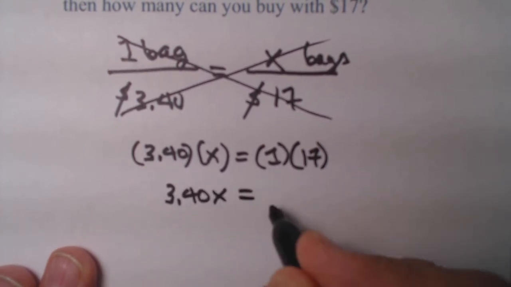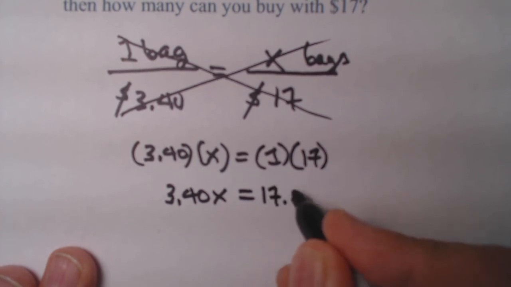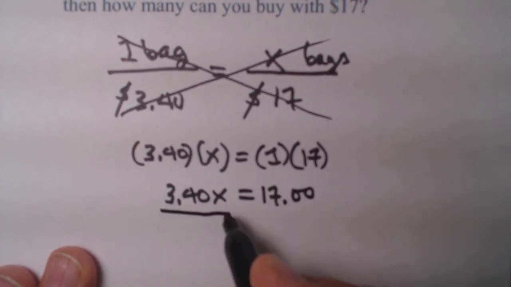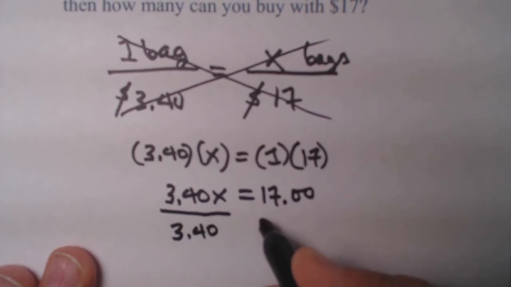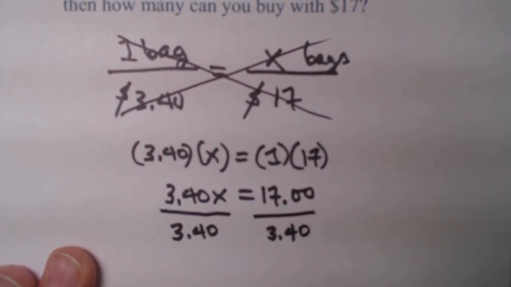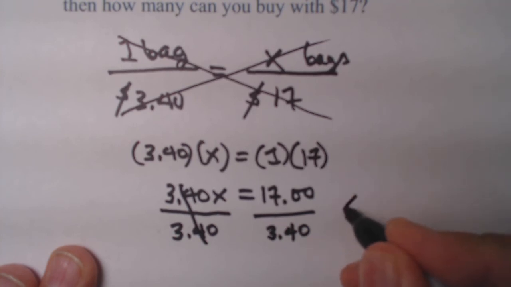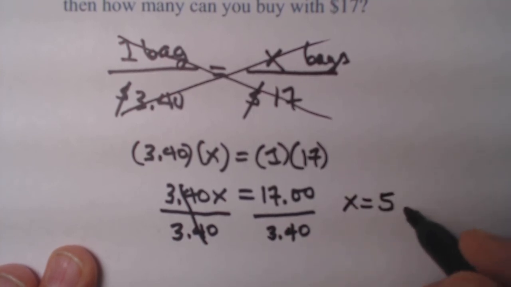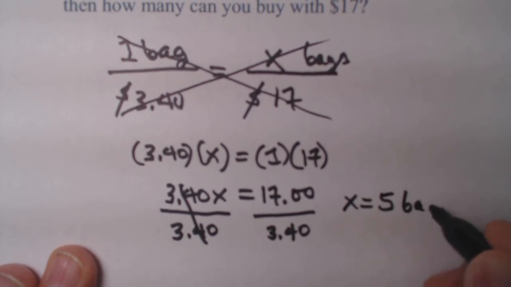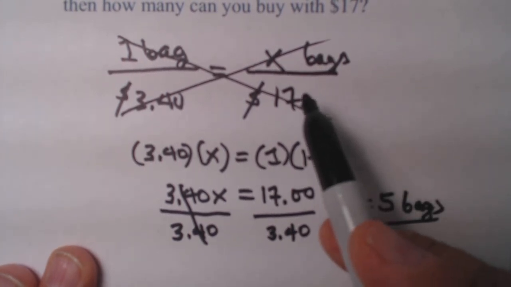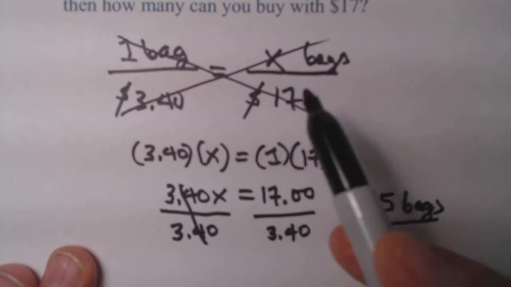3.40x equals just going to be 17. Can put 2 zeros behind it if I want. I've got to divide both sides by 3.40. Okay, so what's this going to turn out to be? Well, we reduced the 3.40s there. So I've got 17 here, and I'm dividing it by 3.4. So if you get your calculator out and do that, looks like x equals 5. So we can get ourselves 5 bags of these potatoes, or carrots, I should say, 5 bags of carrots for the $17.